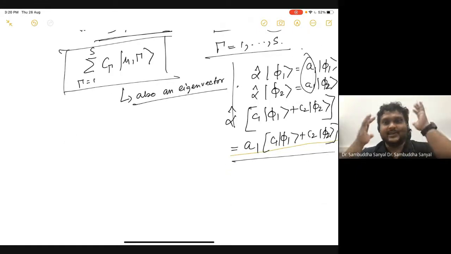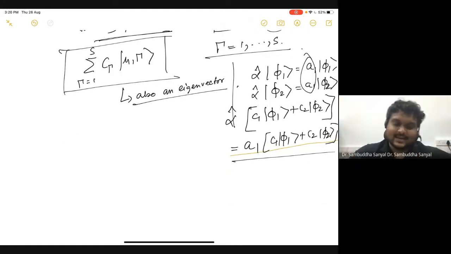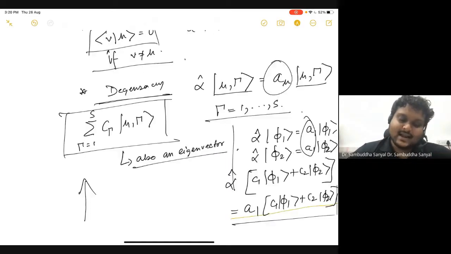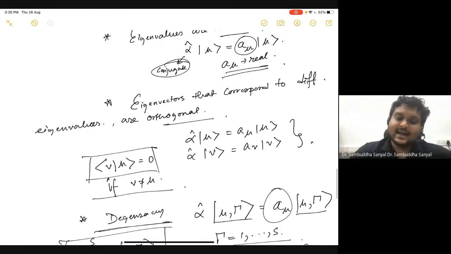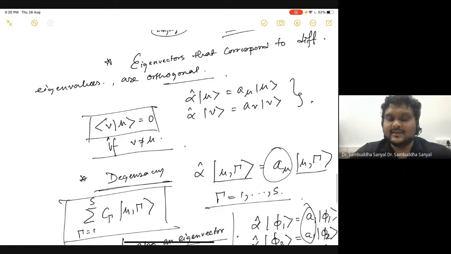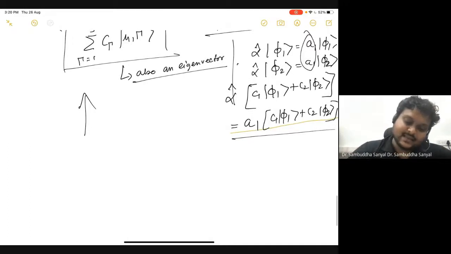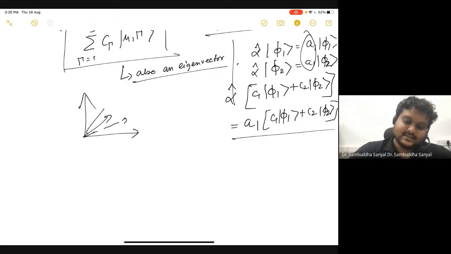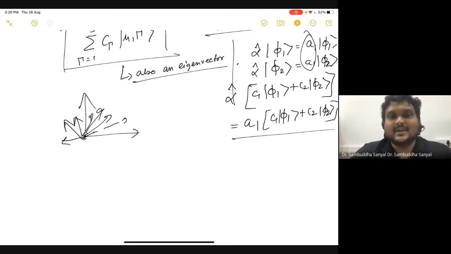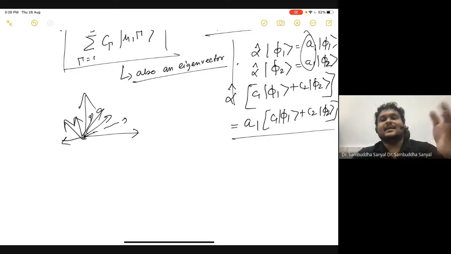So what does it mean physically? Now think again pictorially. Let's say I have a two-dimensional space, and I argued previously, which I didn't prove, but I want you to try the proof, that the eigenvectors that correspond to distinct eigenvalues are orthogonal. So let's say I have a pair of eigenvectors which are orthogonal to each other. Now, if they are degenerate, then any linear combination of them is also an eigenvector, which means there are infinitely many eigenvectors.